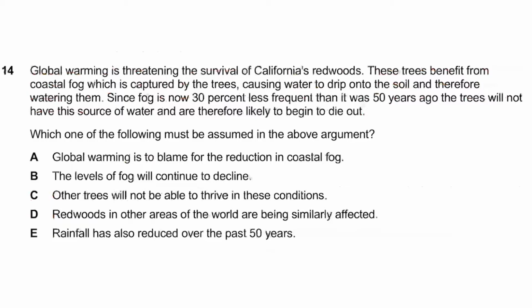So let's read this together. It says, global warming is threatening the survival of California's redwoods. The trees benefit from coastal fog, which is captured by the trees, causing water to drip onto the soil and therefore watering them. Since fog is now 30% less frequent than it was 50 years ago, the trees will not have the source of water and are therefore likely to begin to die out. Which of the following must be assumed in the above argument?